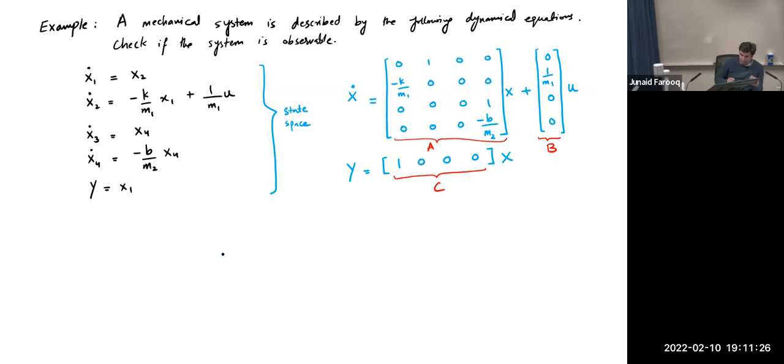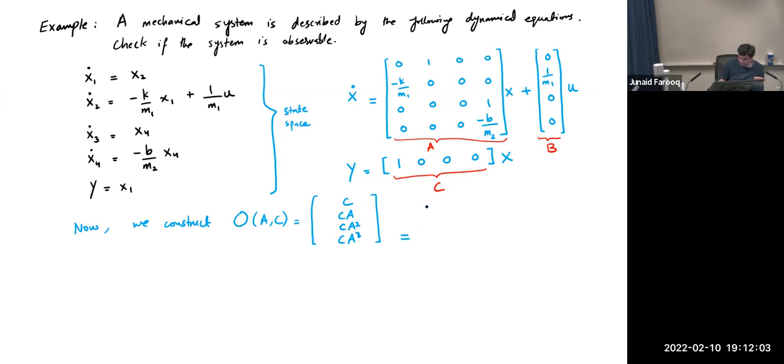Okay, we've converted it into the state space, and now we construct the observability matrix, which is C, CA, and so on. We have to go up to n minus 1, and n here is 4, so we'll just have to go to CA squared, CA cubed.